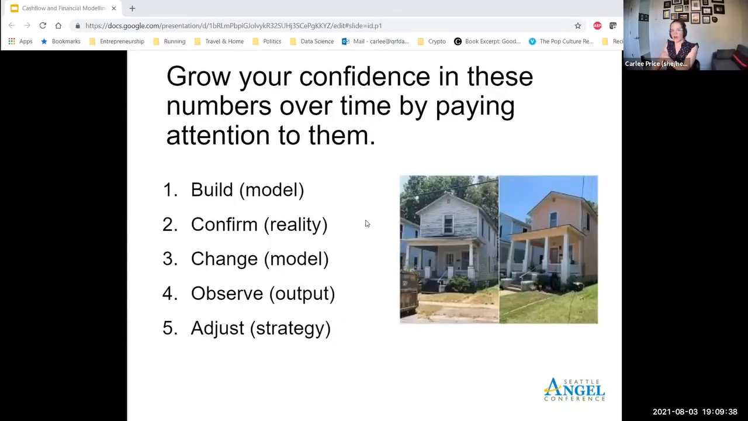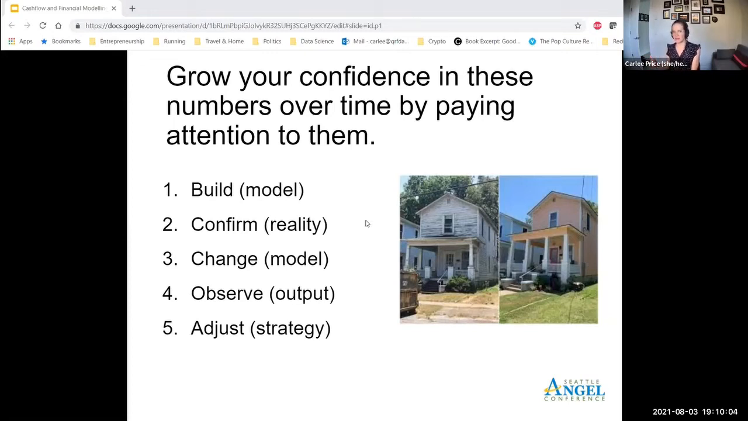And then again, our confidence in these numbers is always meant to be growing over time. You have to pay attention to them in order to do this. What we're looking for at the first iteration is the house on the left. It's just meant to keep you dry and warm. It's not meant to be beautiful. Over time, you'll make changes to the model. You'll spend time with it. It'll start to look like a really nice house, and eventually it'll serve all of your purposes.